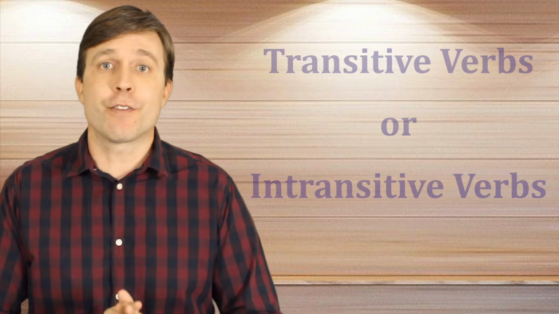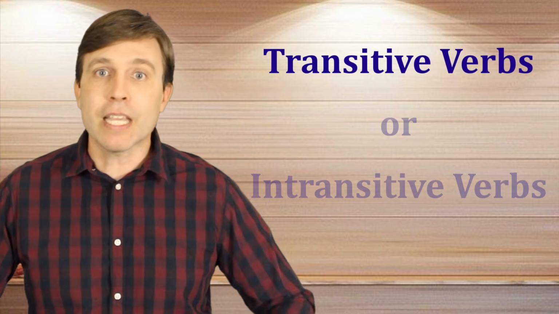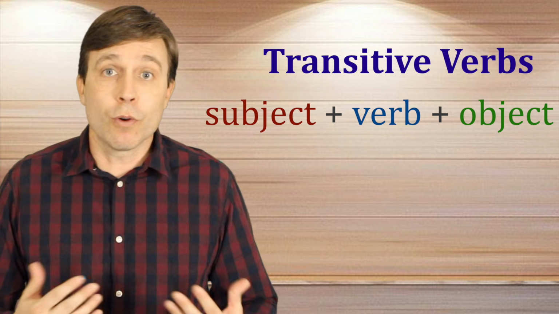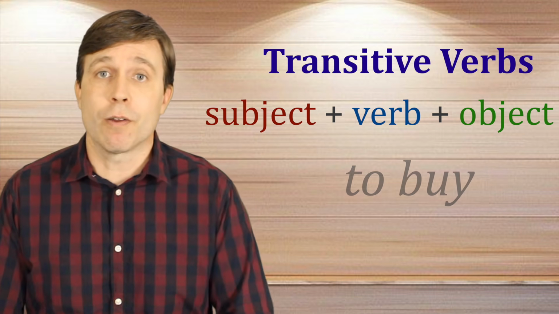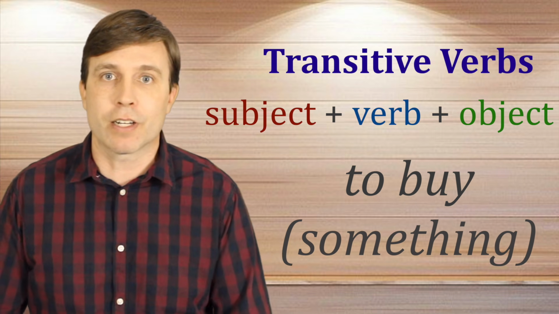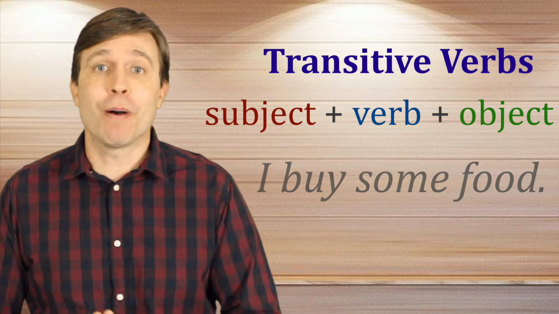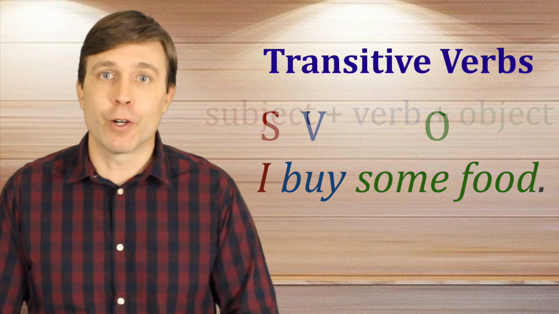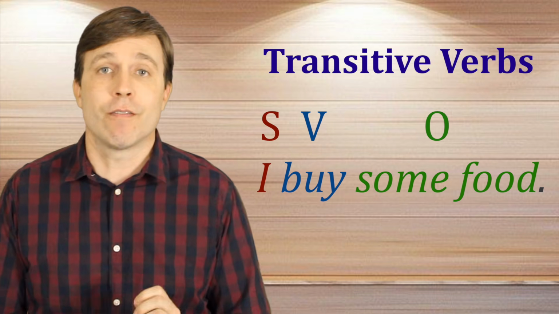So verbs can either be transitive or intransitive. If a verb is transitive, it means that it has an object in order to help complete the meaning of the sentence. For example, the verb buy. We will follow that with an object because it tells us, well, what the person is buying. I buy some food. Subject, verb, object. So if a verb has an object, then it is a transitive verb.